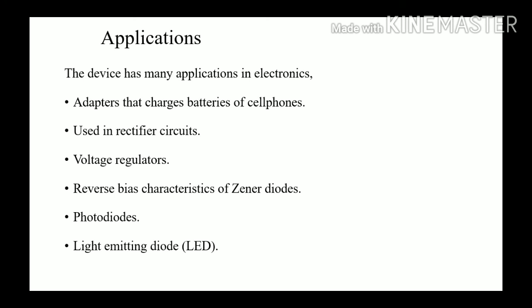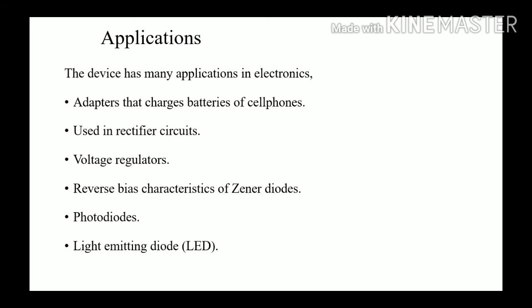Finally, let's discuss the applications of PN junction diodes. This device has many applications in electronics. The diodes are used in adapters which are used for charging the batteries of cell phones. Also, it is used in many circuits like rectifiers. Rectification is a process of converting AC voltage to DC voltage.